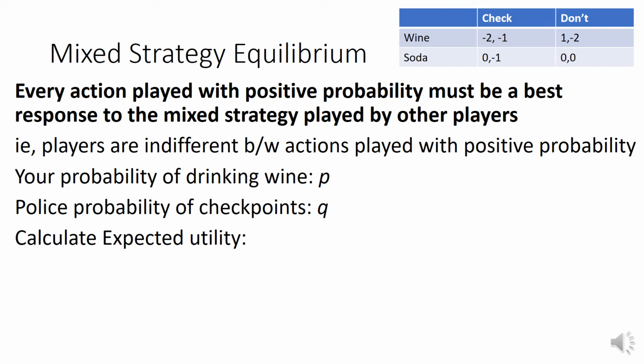Don't set up the whole problem. Just answer this. If the police are setting up checkpoints with probability Q, what's the probability they don't set up checkpoints? 1 minus Q. All probabilities must sum up to 1. You can't have a probability that's more than 1. You can't have a probability that's less than 0.